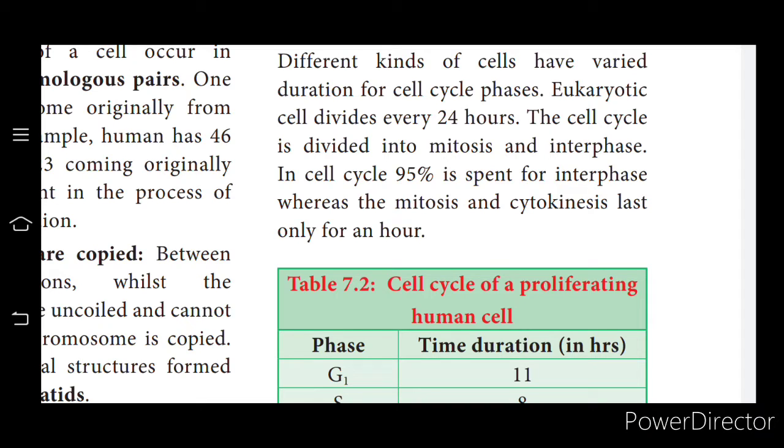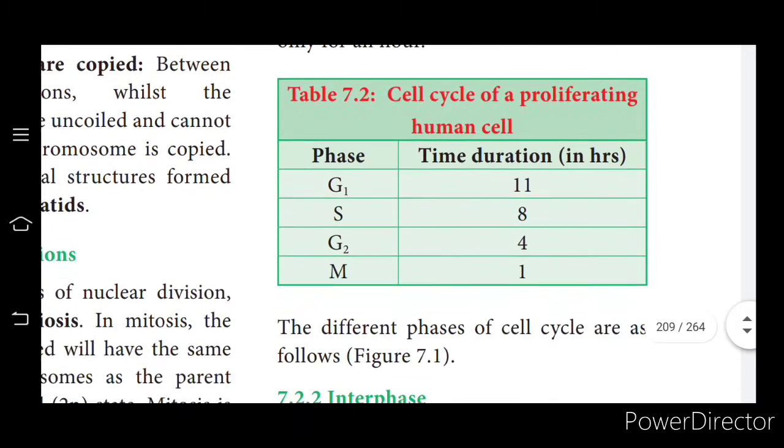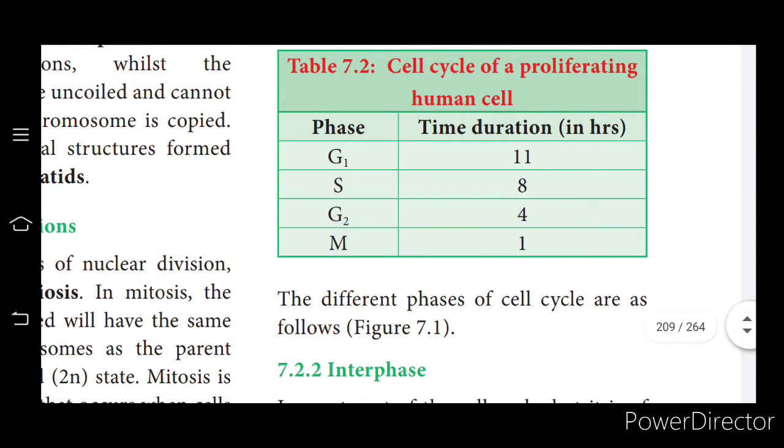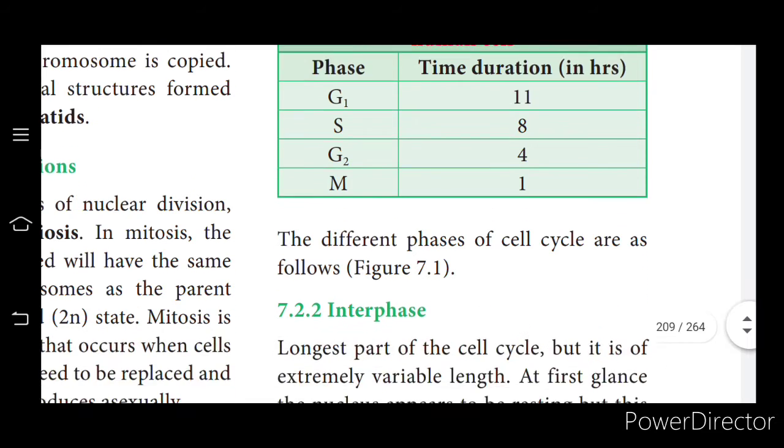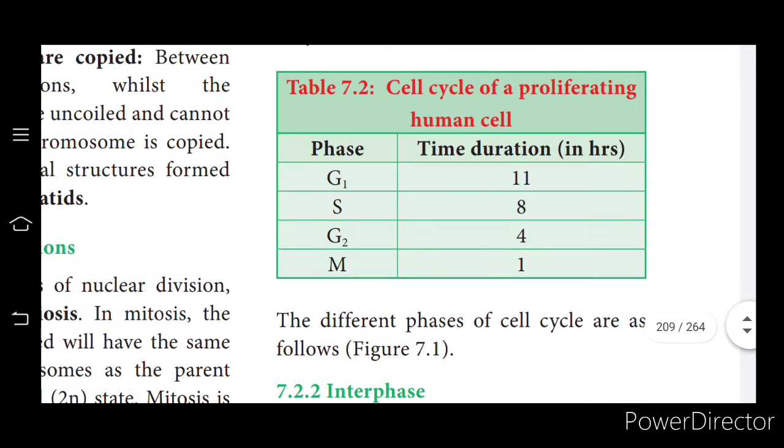In the cell cycle, 95% is spent in interphase. Phase is a stage. So 95% is spent in the interphase. You can see the duration given here and the phases. Four phases are described and the duration is given here. You can just go through it, and it is for the human cell only. It is not common for all cells. Do you follow? Each phase is different for different organisms. Here it is given for the human cell.